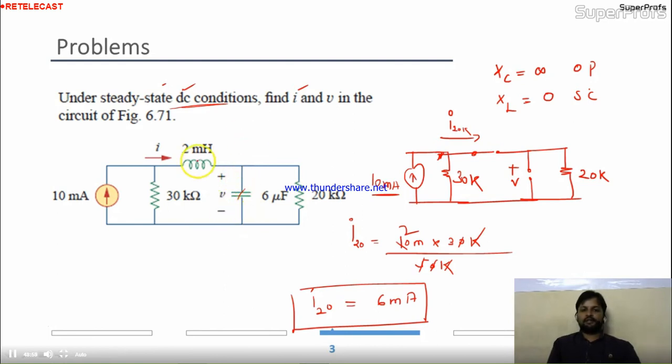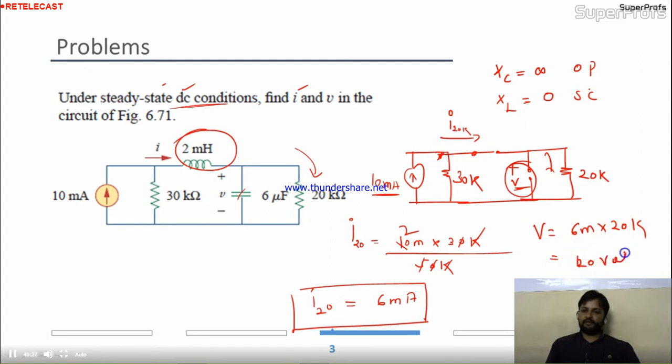Now in this, if 6 milliampere current is coming over here, you need to find out the V. What is the V now? Tell me. V is nothing but the current into resistance, right? So the V is nothing but 6 milli into 20k, so this is nothing but 120 volt. Okay. Is it okay to you? So your answers are I is 6 milli and V is 120 volt. This is all about this.